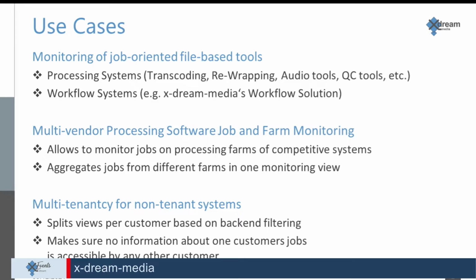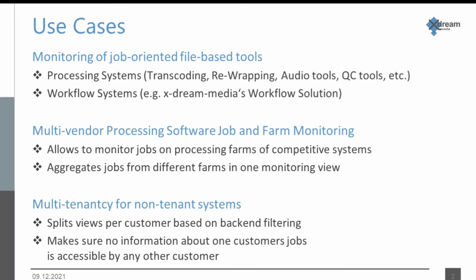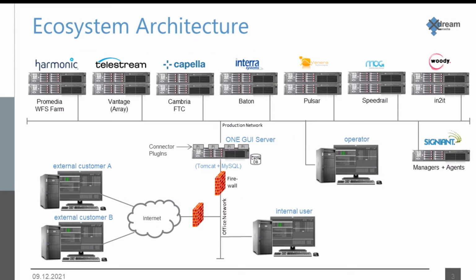So here we see some use cases for what ONE GUI could be used. For example, it aggregates jobs from different farms in one monitoring flow. Let's go to our next slide. Here we see an overview of the possibility of all connectors.